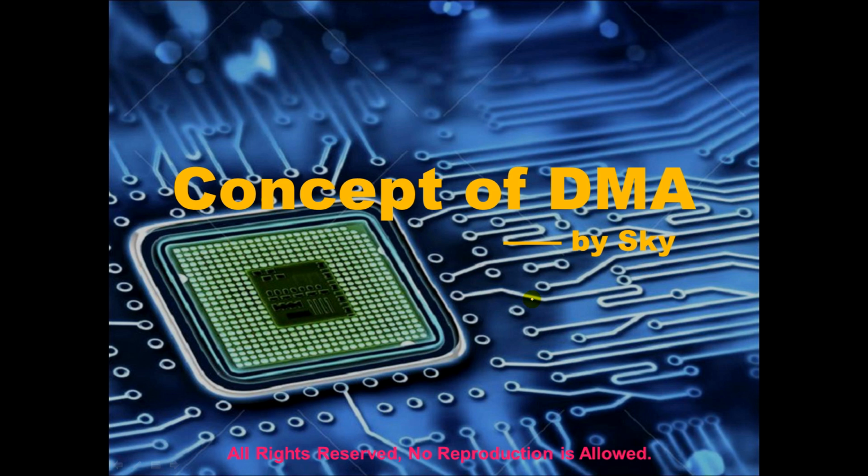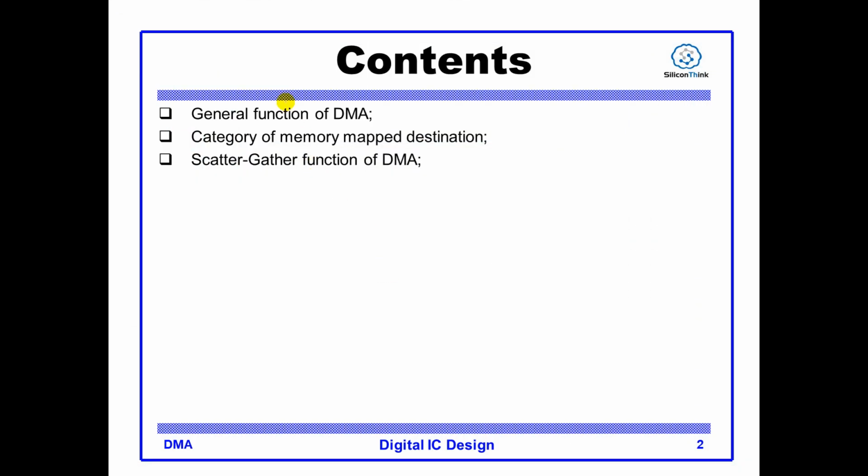Hello everyone. In this section, I will talk about the basic concept of DMA operation. We will first talk about the general function of DMA operation. Then I will introduce the category of memory mapped destination. Then I will introduce the scatter-gather function of DMA operation. Let's go.